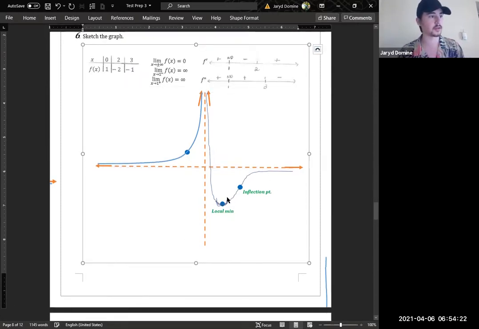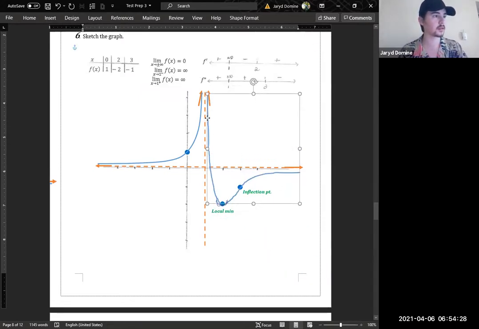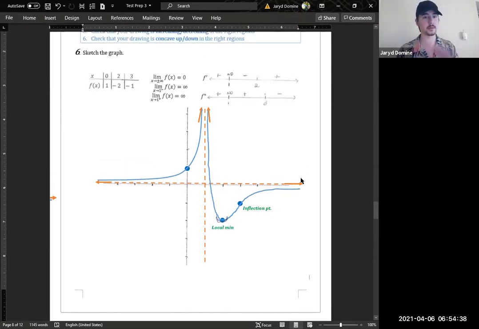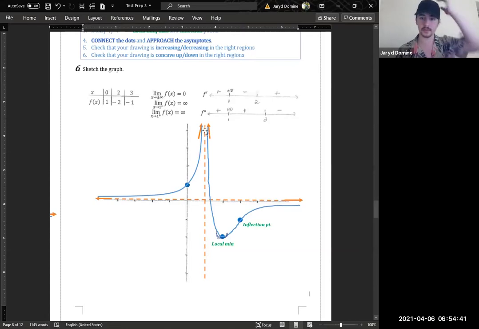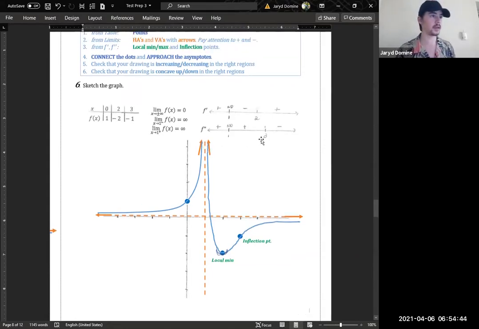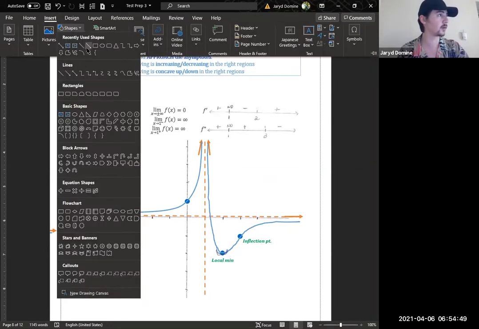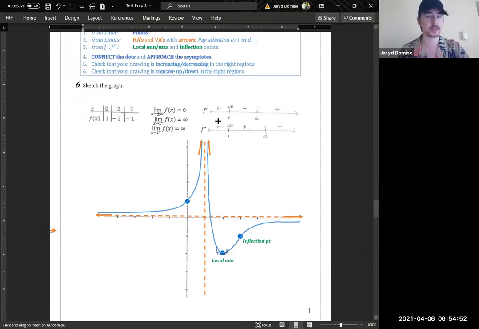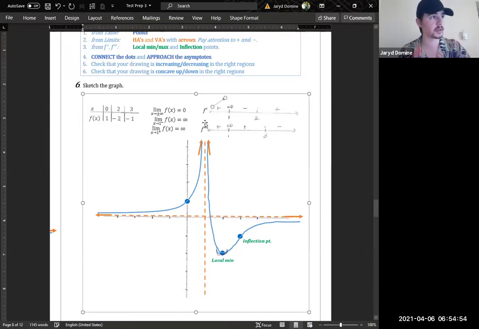Okay. And so I have a little bit of a nicer drawing here. So this local minimum, right? That's the very bottom. It's kind of shaped like a U. This inflection point, we're changing from curving down. Okay. So all we did is connect the dots and approach these lines. And then all that we have to do now is just check and make sure that this matches with the sign charts that we have. So we know that between minus infinity and 1, this is going to be increasing. So everything on this left here, this needs to be increasing, which it is.